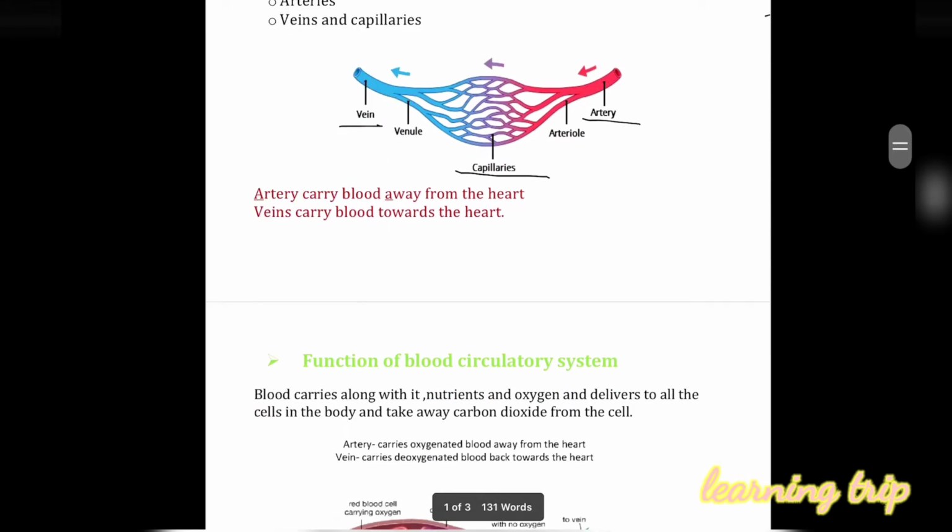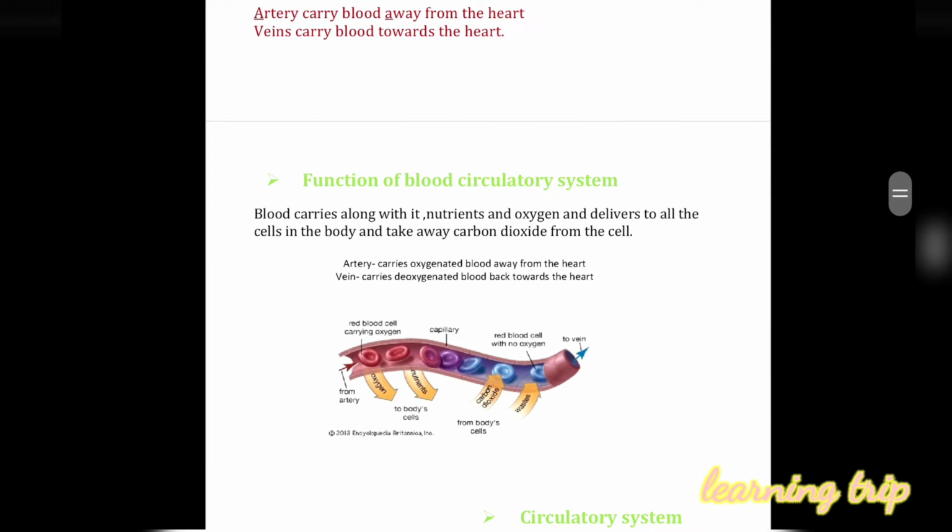Now what is the function of blood circulatory system? Blood carries along with it nutrients and oxygen and deliver to all the cells in the body and take away carbon dioxide from the cell. So suppose this is the blood vessel. These are the RBCs. So they deliver oxygen and nutrients and take away carbon dioxide and waste.